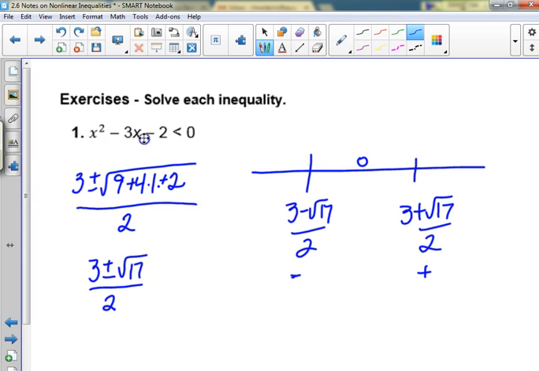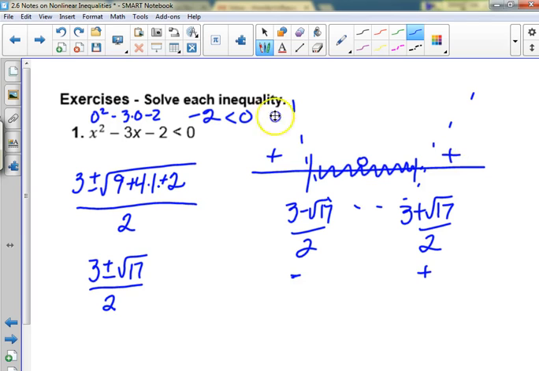If these are the zeros, what shape is this? It's a parabola that opens up. So doesn't it have to be doing that if those are the zeros? Okay. But if you plug a 0 in, you get 0 squared minus 3 times 0 minus 2, which is negative 2. Is that less than 0? Yes. So it's working in here. You could check values out here, but it's above the graph, so they're positive.